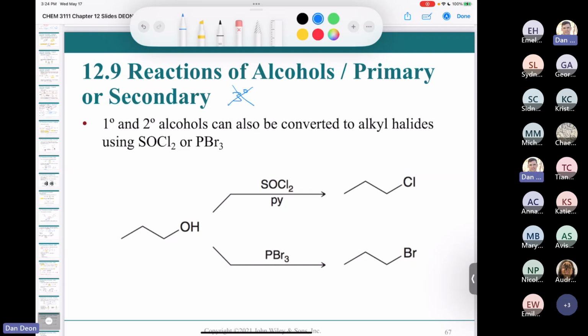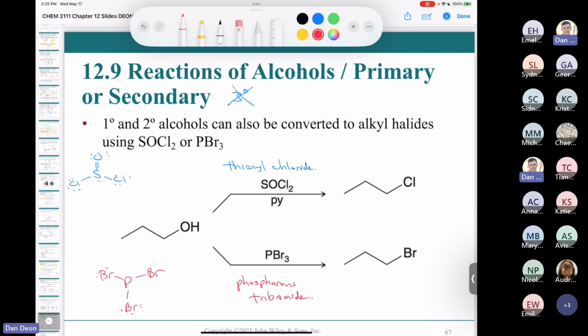Primary and secondary. One is to use SOCl2. That's called thionyl chloride. And the Lewis structure of thionyl chloride is this. I know you can all draw this without my help, but I'll put it in here anyway. So thionyl chloride, like that. And the other one is phosphorus tribromide. So PBr3, phosphorus tribromide.